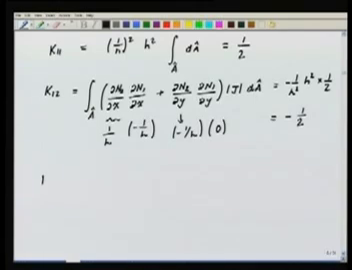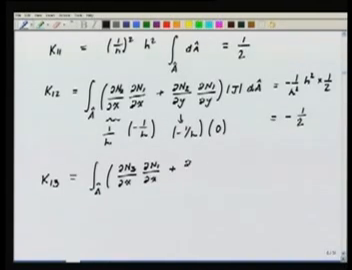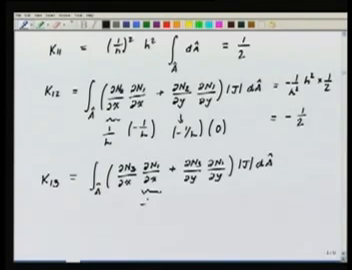Similarly, K13 will be equal to the integral over a hat of del n3 del x times del n1 del x plus del n3 del y times del n1 del y, times the Jacobian, dA hat. Okay. So if I do this one, now I know what this quantity is: this is minus 1 by h, this quantity is 0, so del n3 del x is 0, this is 1 by h. So the whole integral, because the integrand is 0, is equal to 0. Okay. I have these entries.